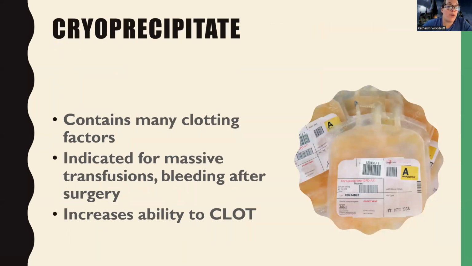Then there's cryo, or cryoprecipitate. This has a bunch of different clotting factors. So this is great for people that have had mass transfusions. It's a part of the MTP, or mass transfusion protocol, and for bleeding after surgery. We use it for a lot of traumas, and it increases your ability to clot. Especially with traumas, they're using up all their clotting factors from all of the injuries they have. This helps to replace some of them.